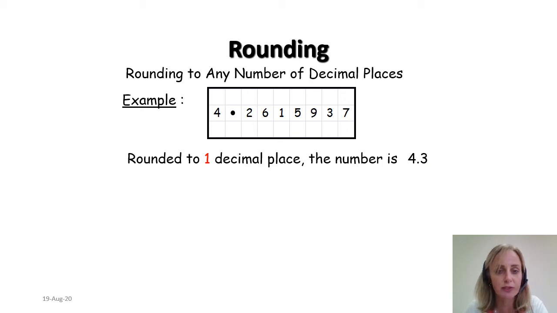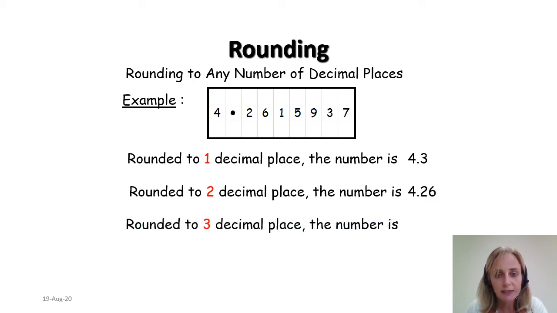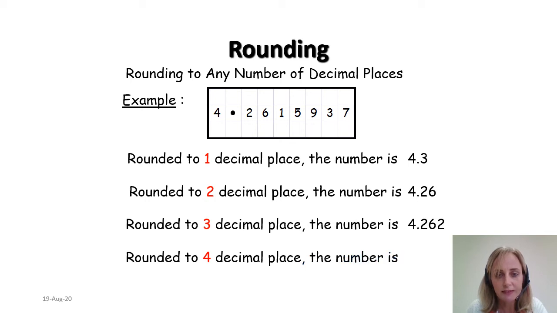So it becomes 4.3. To two decimal places, we want those two numbers, and then we want everything else to disappear. The next number is a 1, so that's going to stay as a 6, 4.26. Three decimal places, we want to cut off after this 1. The next number after that's a 5, so we round up to 4.262. And four decimal places, so after the 5 we want to cut off, it's a 9, which means the 5 we're going to round up to a 6, so 4.2616.